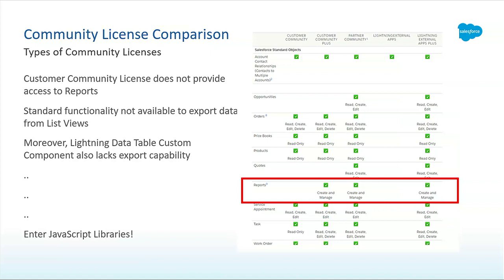But it does exclude some features that are available in Community Plus as well as Partner Community. One of the main features that we get a lot of use cases for is where customers have the Customer Community license, but they're also looking to be able to export their data out of their Salesforce community. Because reports, which come standard with Customer Community Plus and Partner Community, are not available with Customer Community, it does require some kind of custom development to be able to export your data out of the Salesforce community. Right?